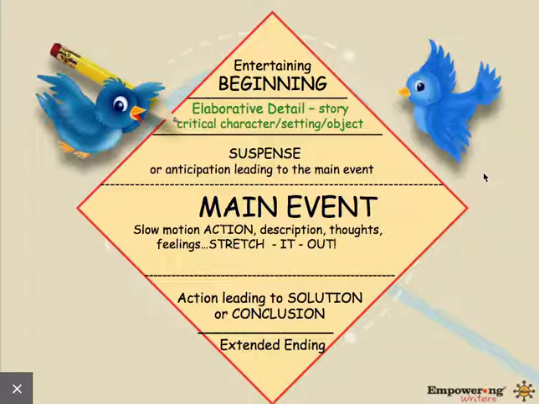So when an author uses elaborative detail, they kind of stop the story action to describe three really important things: the story critical character, the story critical setting, and the story critical object. Here's elaborative detail on our narrative writing diamond. It's right near the top because these three things, character, setting, and object, need to be established right away.